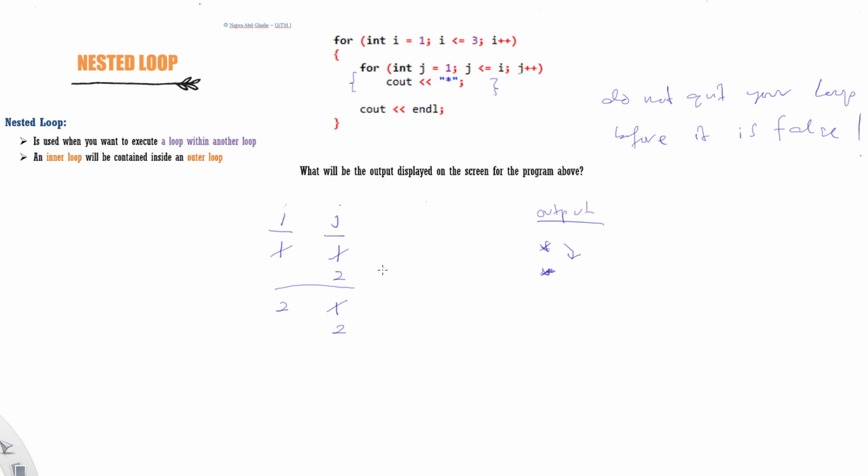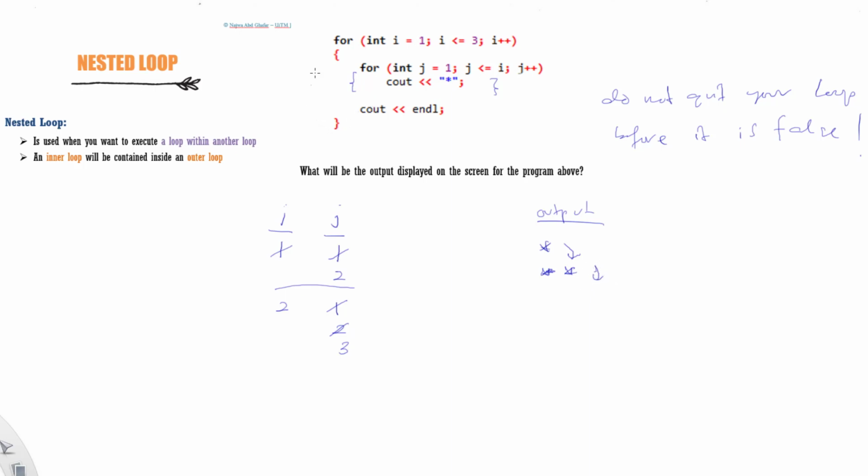Is 2 less than or equal to 2? True. So it will display another star. Then it will go back up, j plus plus, it now becomes 3. Check the condition: is 3 less than or equal to 2? False. If it's false, then you stop the loop. Then it will move on to the next line with cout endl.